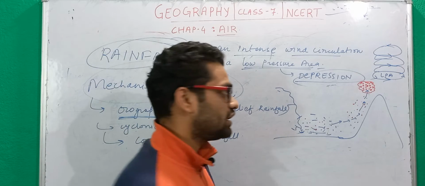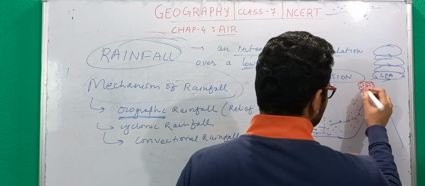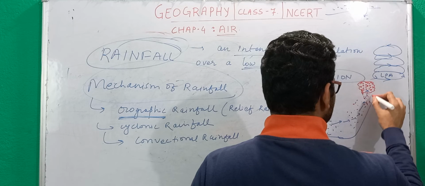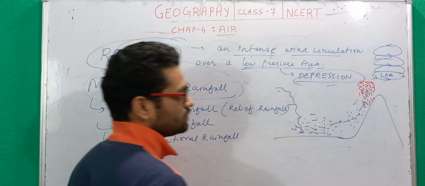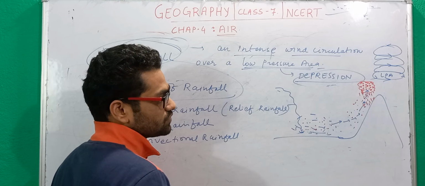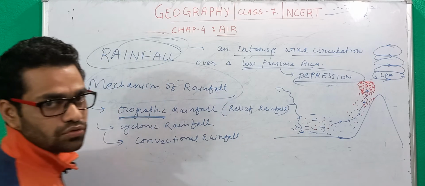As a result, what will happen? It will fall to the ground as rain, and on this side you will find that rain has occurred. Okay, so this is the basic idea behind orographic rainfall.